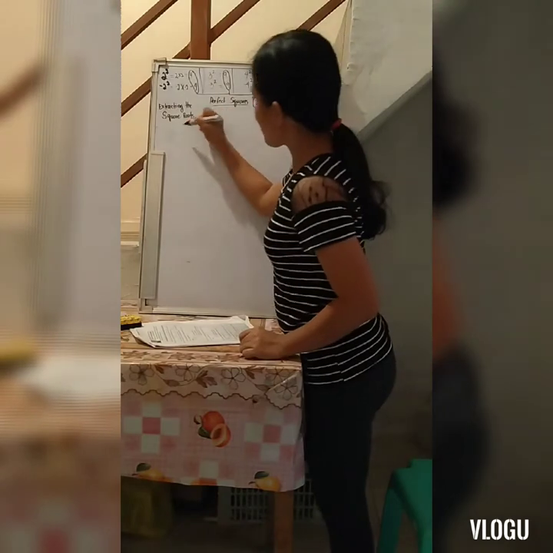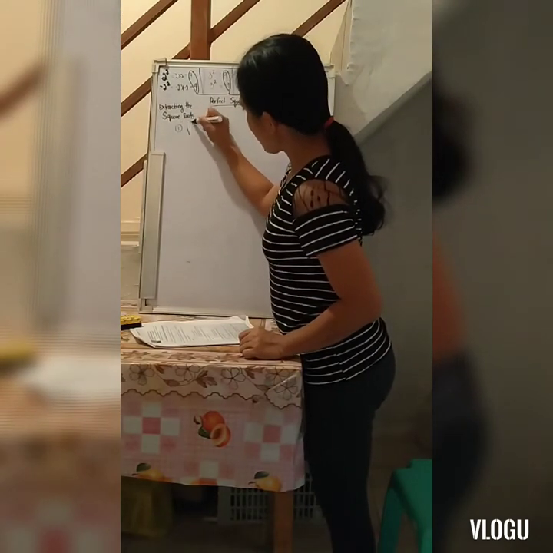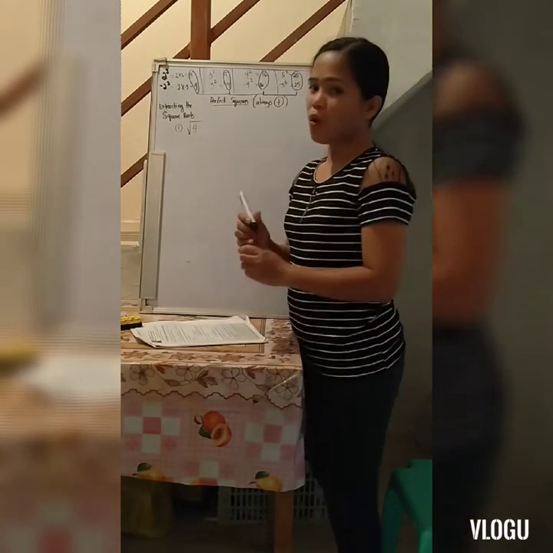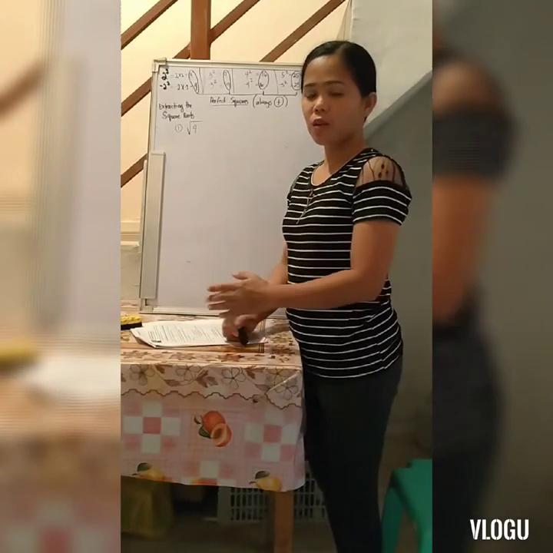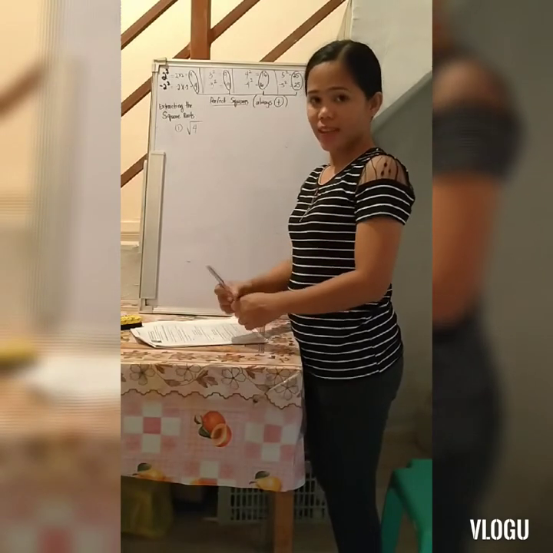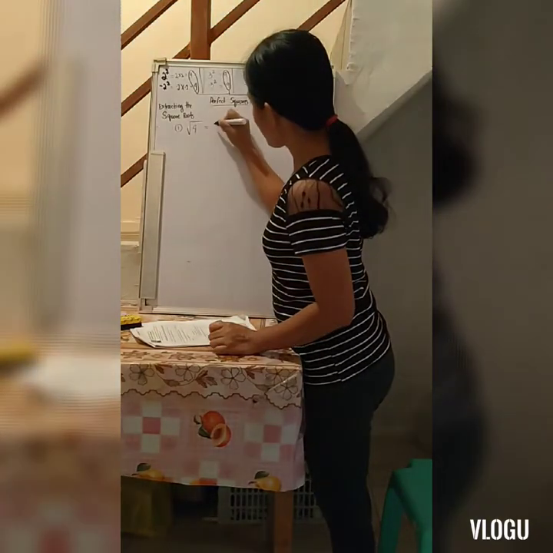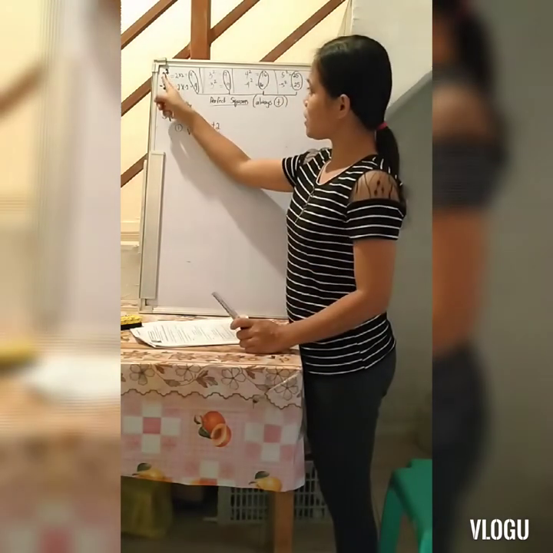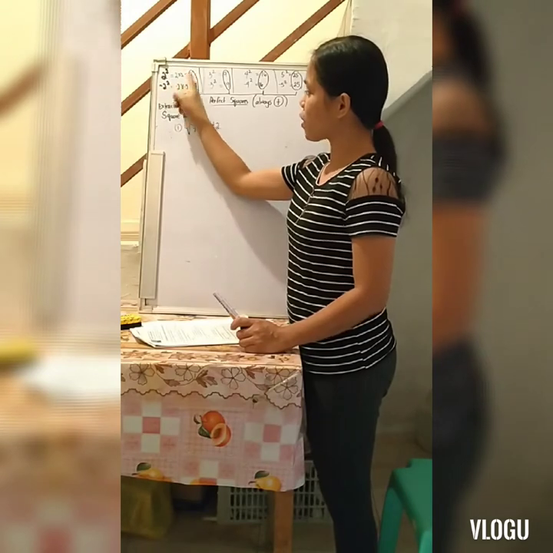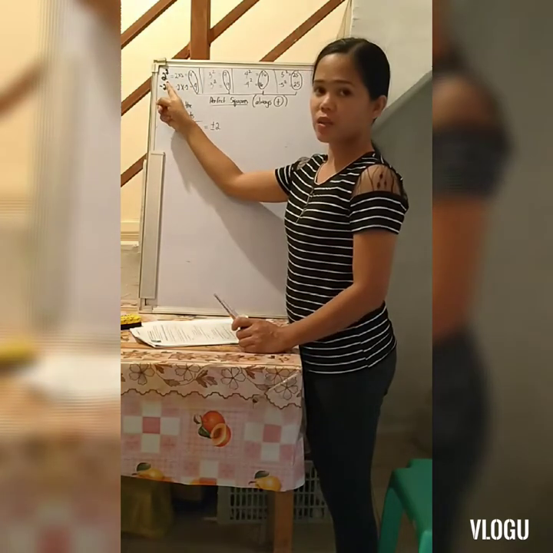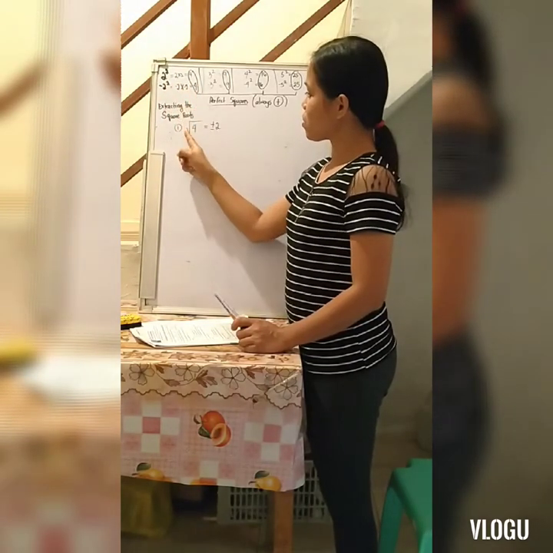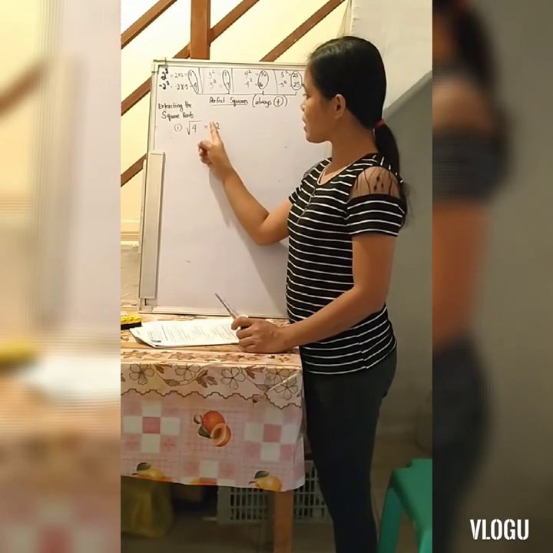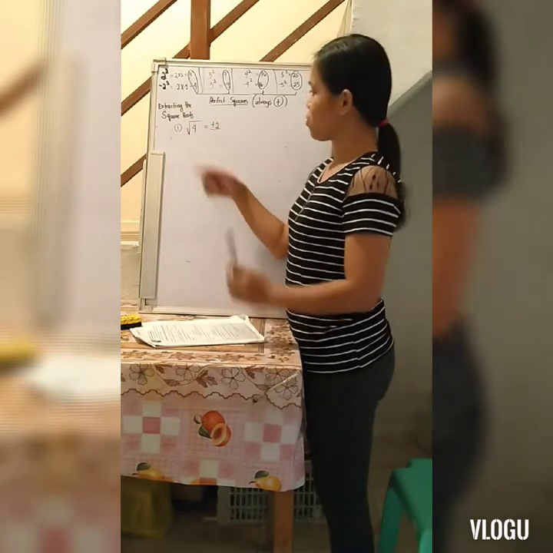Alright, so let's have number 1, the square root of 4. Or what number, when squared, would result to 4? The answer is positive 2 and negative 2, because positive 2 squared is 4 and negative 2 squared is also 4. So the square root of 4 is positive and negative 2.